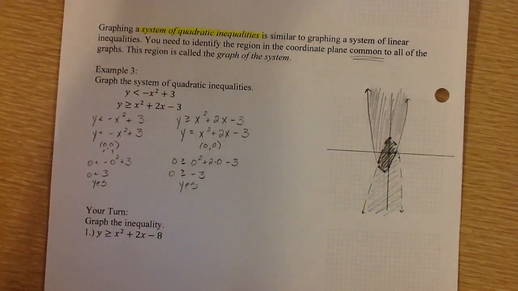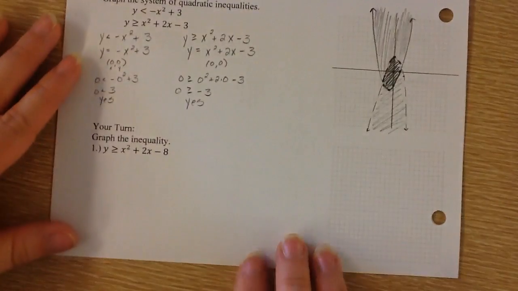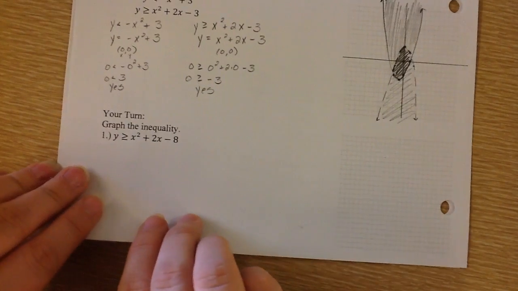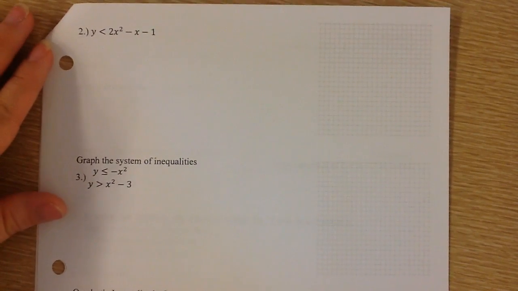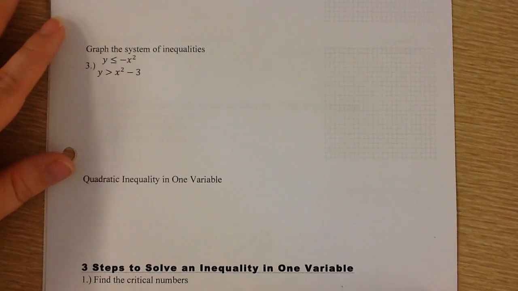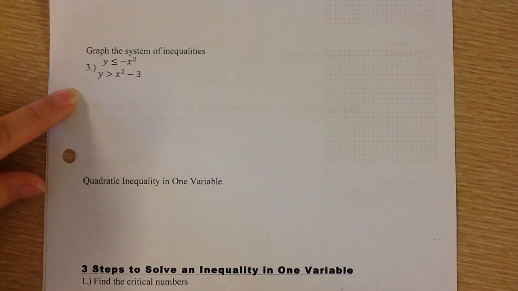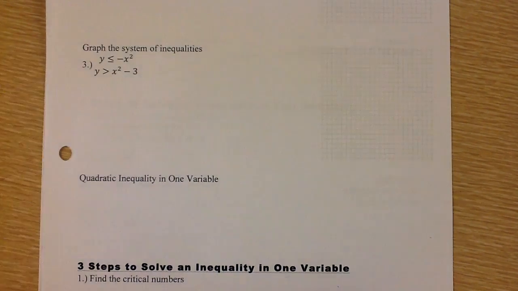Okay. All right, so now you have some your turn problems. Here's your turn number 1. Graph the inequality. It's very, very similar to example 1. Okay. Your turn number 2, again, is very, very similar to example 1. Your turn number 3 is very, very similar to example 3.